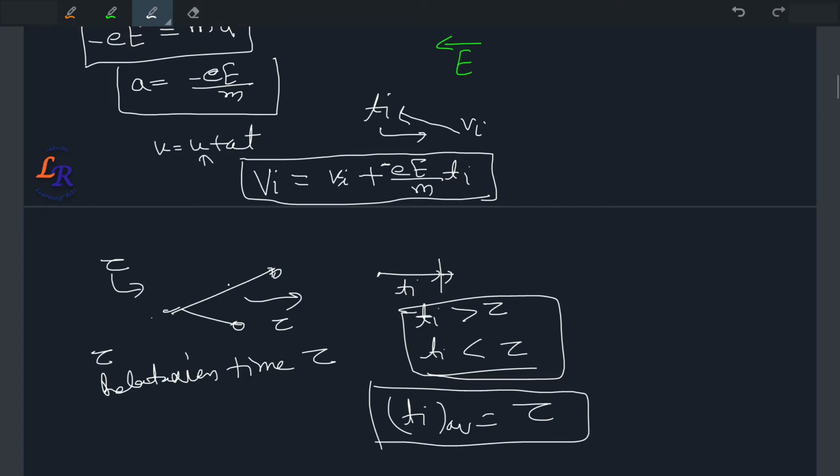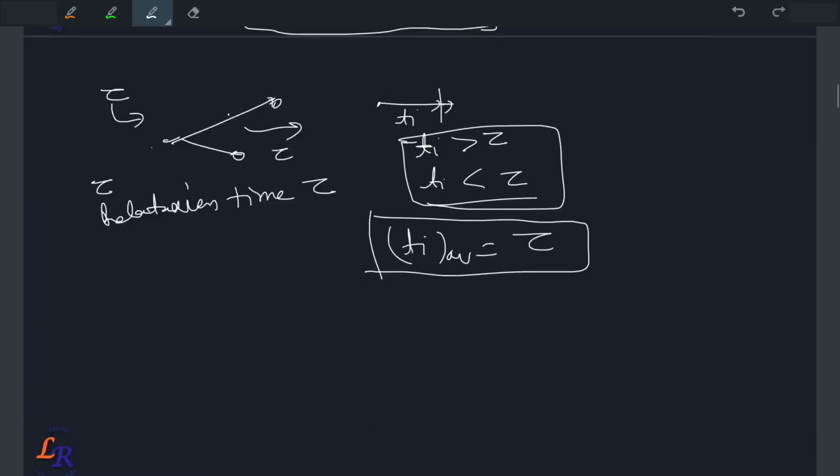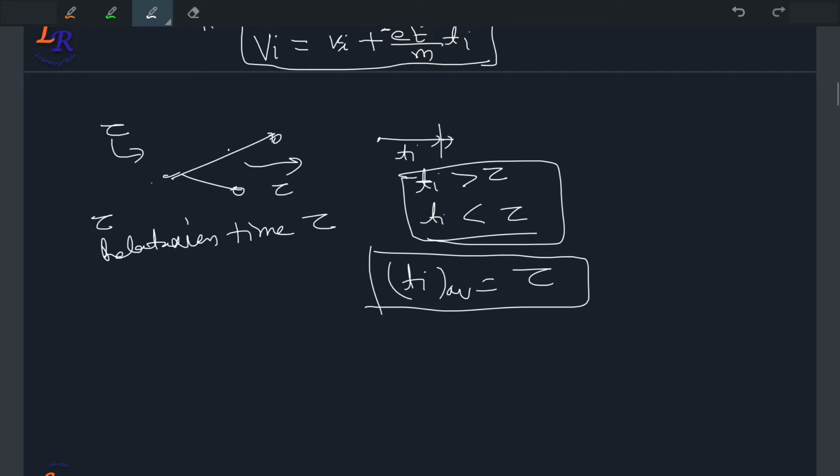But on average, we can take that Ti average for all electrons, that would be somewhere tau. So if this is the condition, then we can modify and take the average to find out what would be the average velocity after time Ti. Let's say that is velocity Vd, and then we have Vi average minus Ee, that would be a constant obviously, and then Ti average, right? So as I said, tau average would be tau and Vi average is 0 as you have seen above, so it will become Vd is equal to minus Ee upon m tau, right?